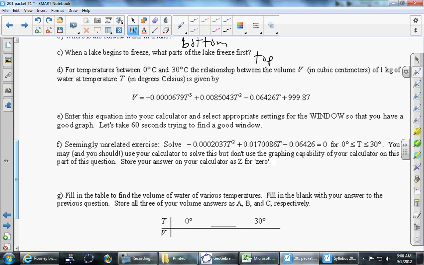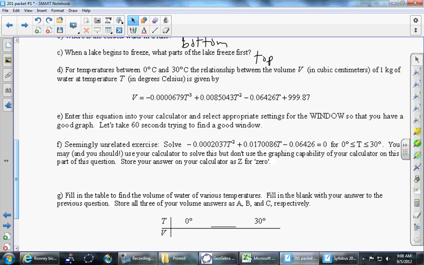Okay, you don't need to read the equation, but there's the equation that tells you what the volume is as a function of the temperature. It turns out that water doesn't have a constant volume. How much space a given amount of water, 1 kilogram of water, takes up depends on the temperature of the water. And so here's the equation.